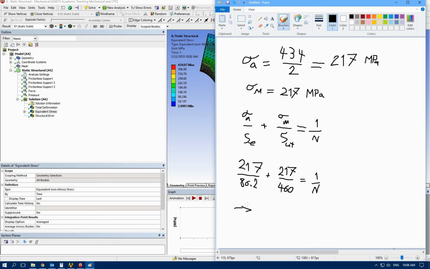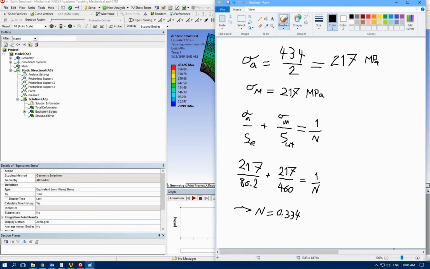Therefore, n is going to be 0.334. So this n is less than 1. So our design is going to fail under 1 million cycles, and we are going to consider that this object has a finite life, and the safety factor is 0.3, which we don't like.